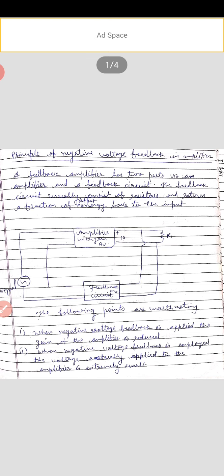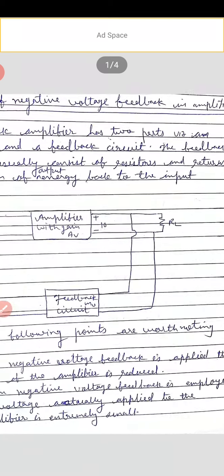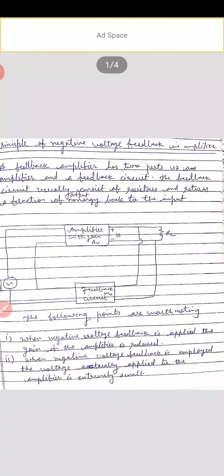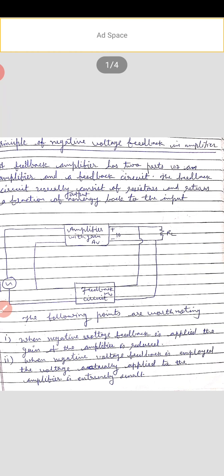Now the following points are worth noting. First, when negative voltage feedback is applied, the gain of the amplifier is reduced. Second, when negative voltage feedback is employed, the voltage actually applied to the amplifier is extremely small.